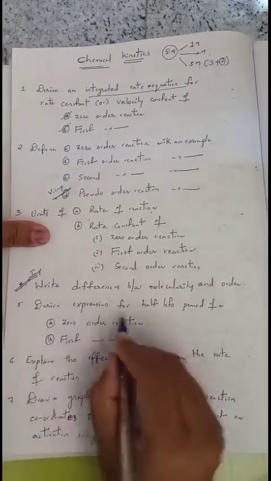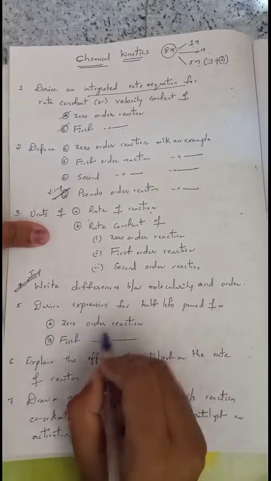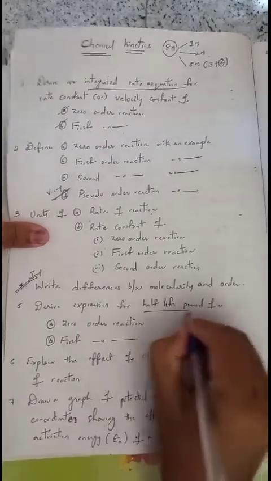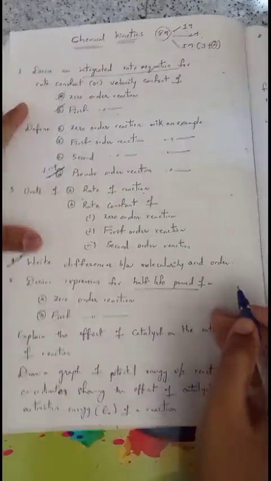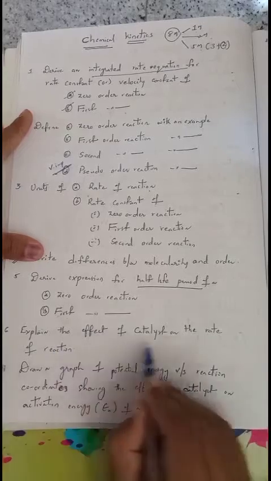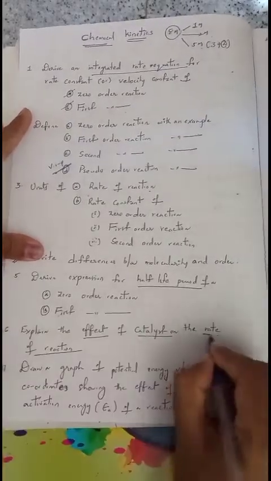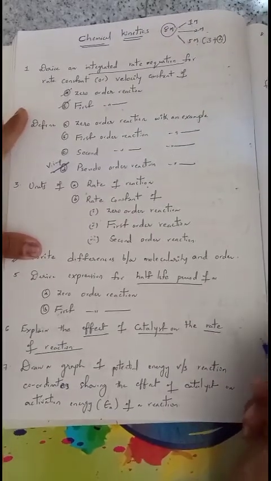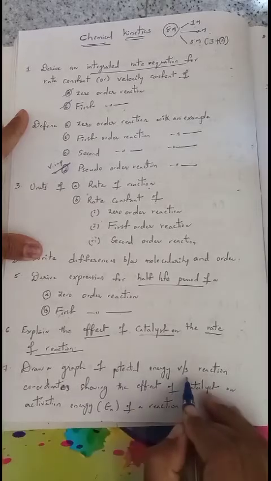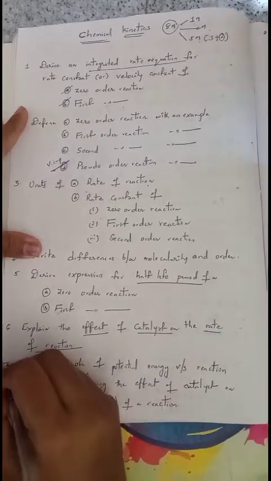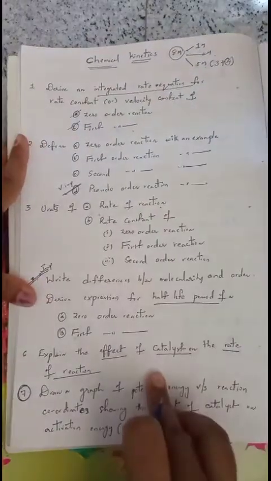Next, derive expressions for the half-life period of a zero order reaction and first order reaction. Half-life period of zero order reaction and first order reaction is also important. Next one, explain the effect of a catalyst on rate of reaction. That is also important for 2 marks. Next, draw a graph of potential energy versus... actually this is not there in your syllabus for this year. Okay, the first 6 questions are very important.